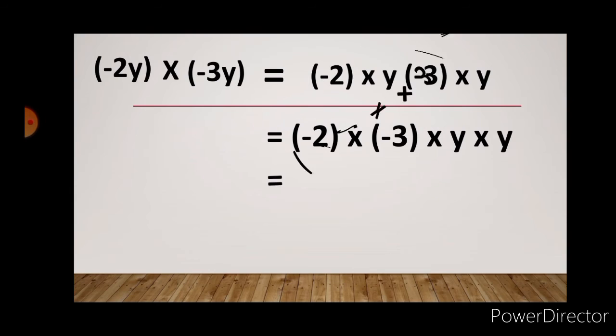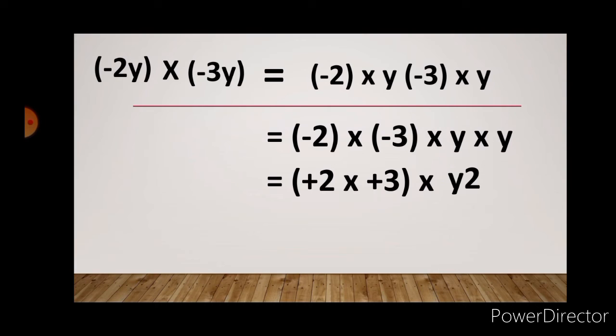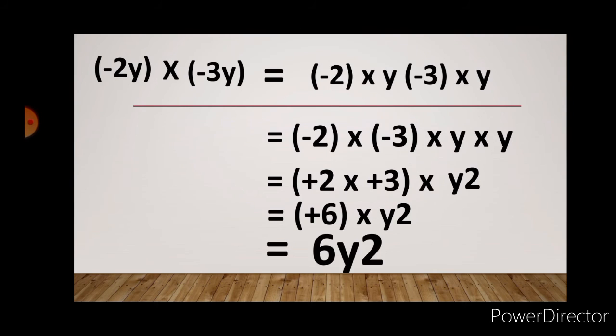That will say plus 2 multiplied by plus 3 multiplied by what? Now when two identical letters multiply each other, they form a square. So this will be what? y square. For y multiplied by y gives us y square. Now back to these numbers. Plus 2 multiplied by plus 3 gives plus 6. Now multiplied by y square gives plus 6y square as our answer.